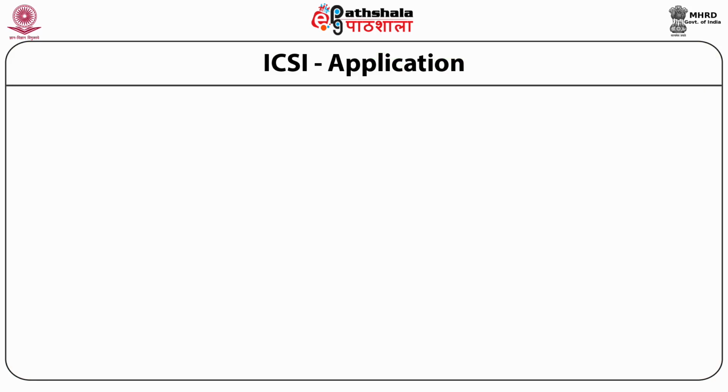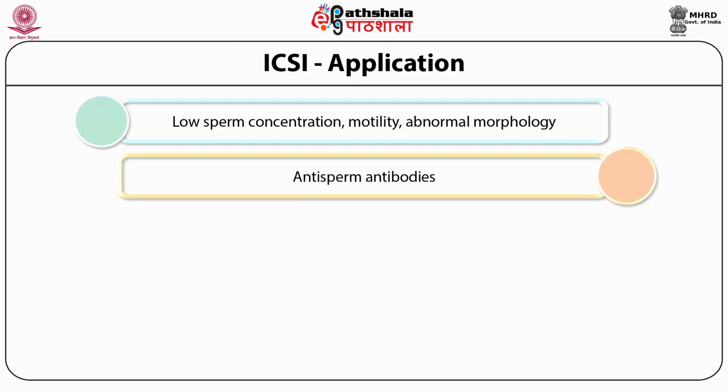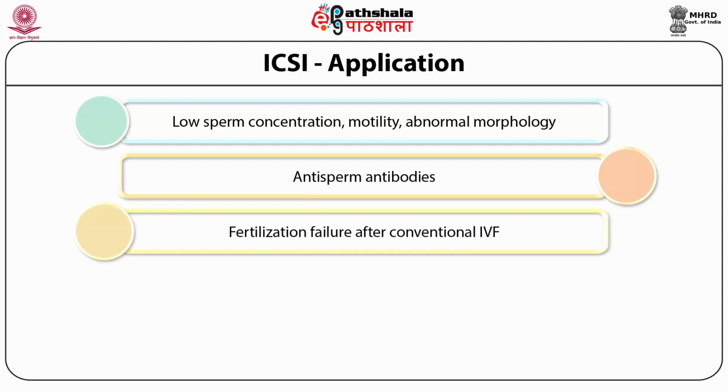What are the applications of intracytoplasmic sperm injection? In the cases when the male is impotent due to low sperm number or low sperm quality or low sperm motility or abnormal morphology, in all the cases the sperm can be injected directly in the ova. Or when there are anti-sperm antibodies in the female, in that case also sperm can be injected directly in the ova. Fertilization failure after conventional IVF.